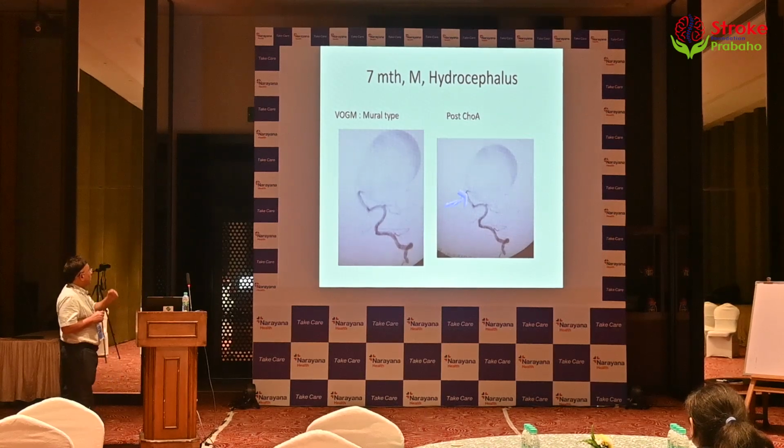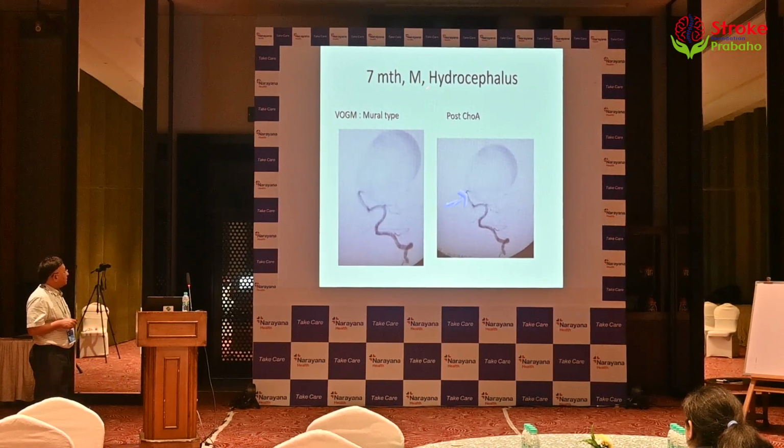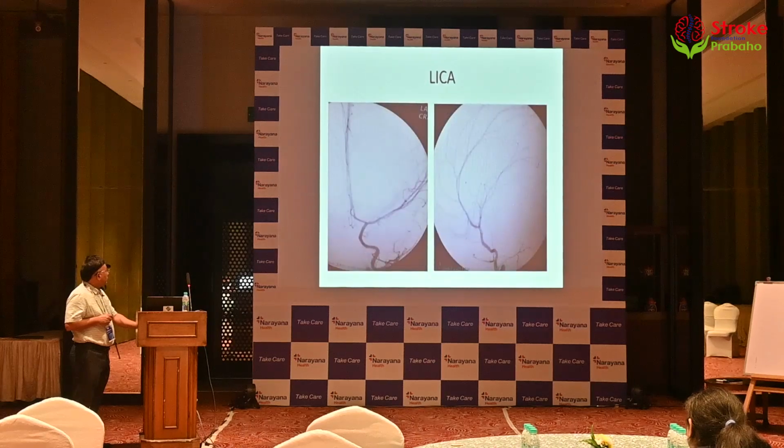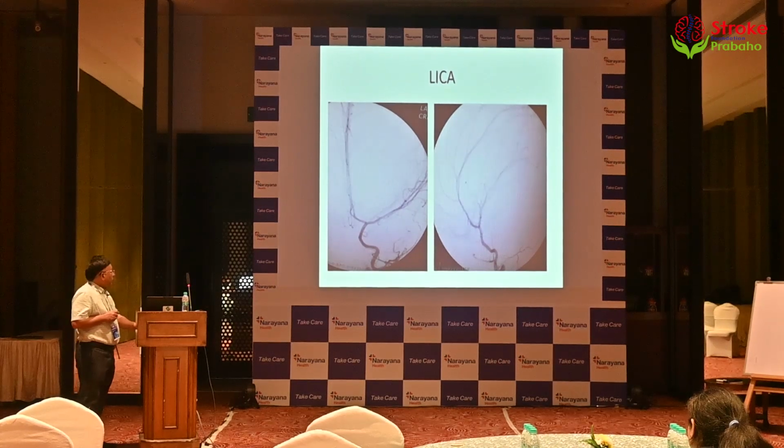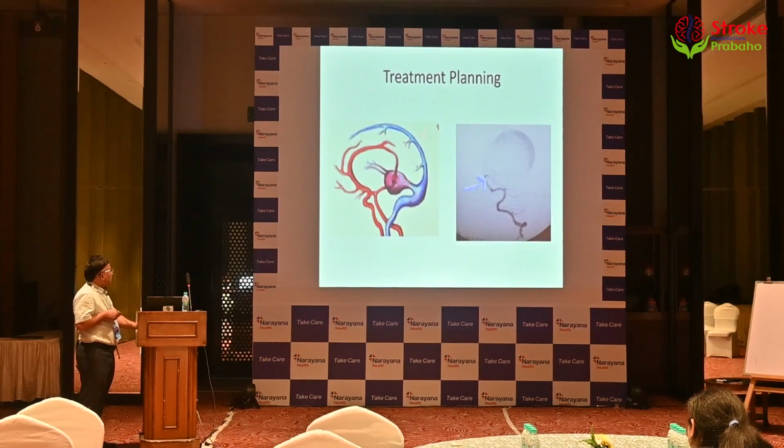Another case. Now this is a 7-month-old child with hydrocephalus. Again, a mural type of vein of Galen malformation, supplied from the posterior choroidal artery. This is an internal carotid artery injection, and there was no supply from the anterior choroidal artery, no supply from the pericallosal artery. So it was not a choroidal type of vein of Galen malformation. It was a mural type. So the treatment plan remains the same.